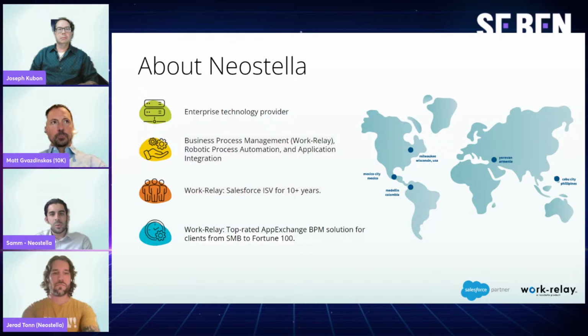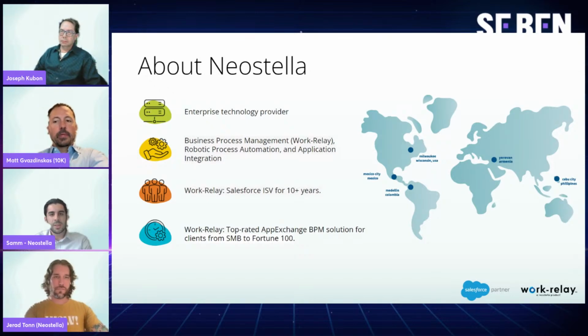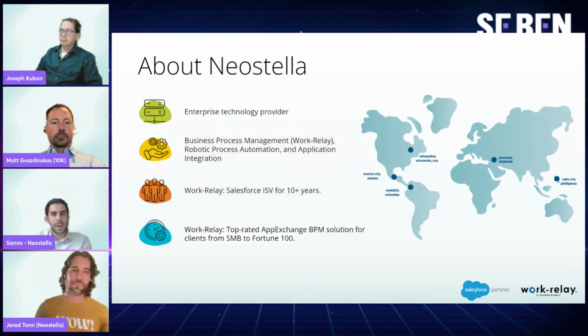So with that, Work Relay is a top-rated business process management tool on the App Exchange, fully native and available within there for your Salesforce org, and can really help clients of all sizes. We have some organizations that are 5 to 10 Salesforce users, all the way up to Fortune 500 companies that have hundreds of Salesforce users. So it can really benefit across the spectrum there.